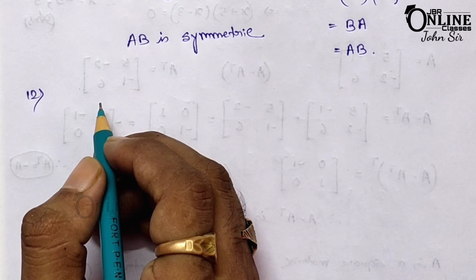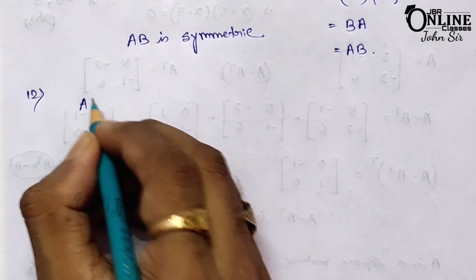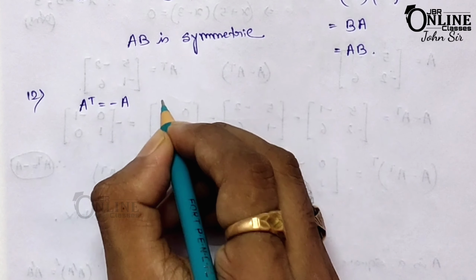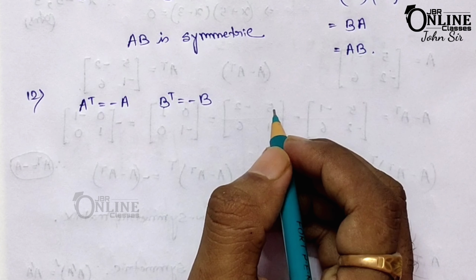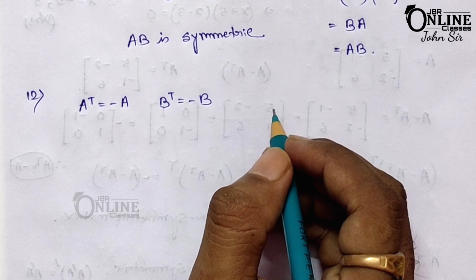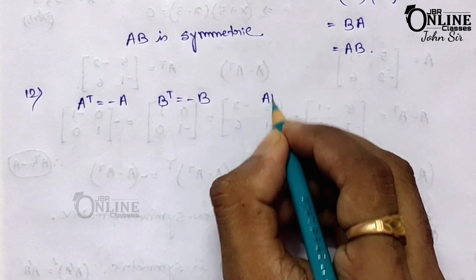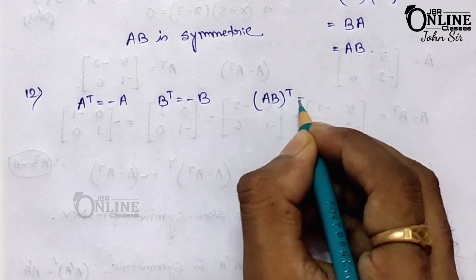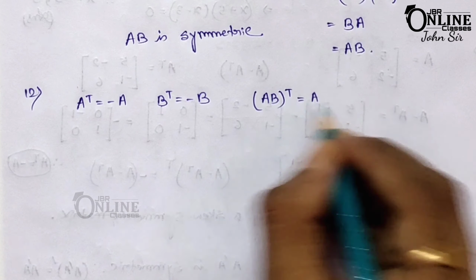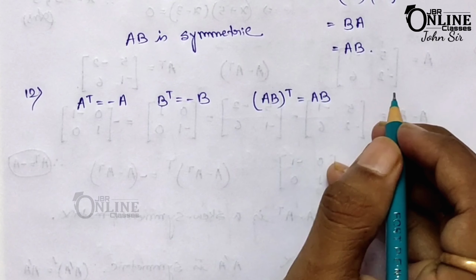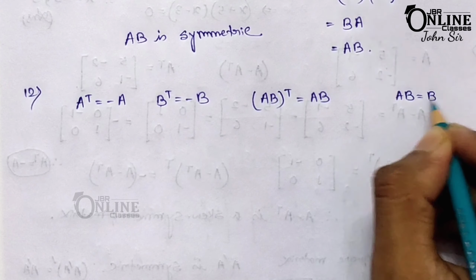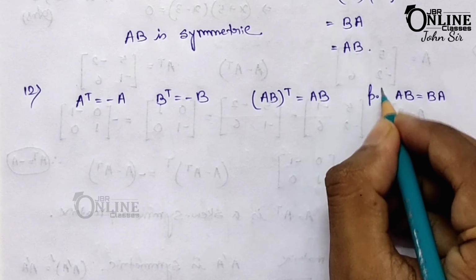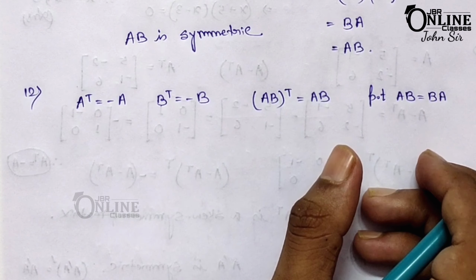So here A, B are skew symmetric matrices. That means A transpose equal to minus A and B transpose equal to minus B. Of same order, and AB is symmetric. So if AB is symmetric, that means AB transpose equal to AB. Then you have to show that AB equal to BA. You have to prove that or show that.